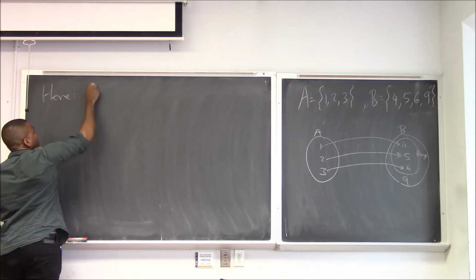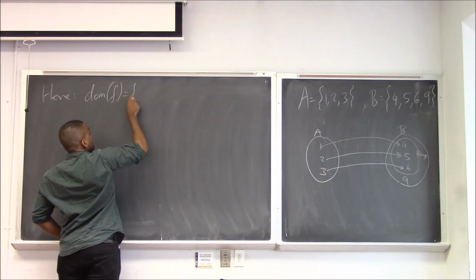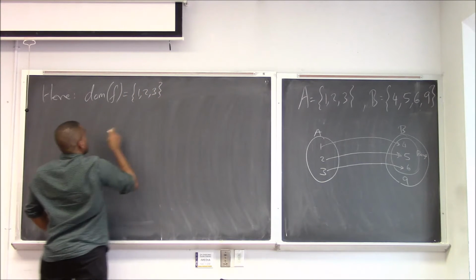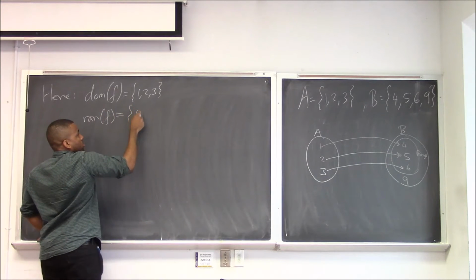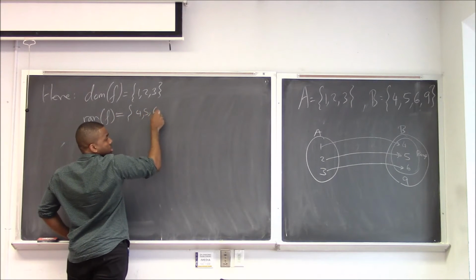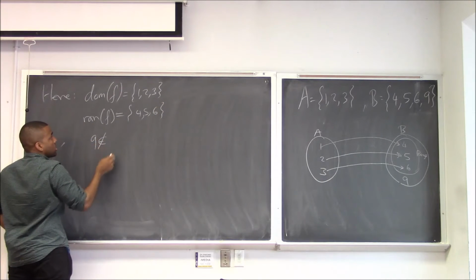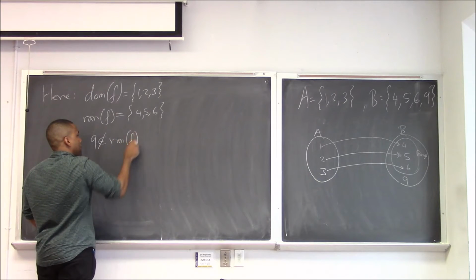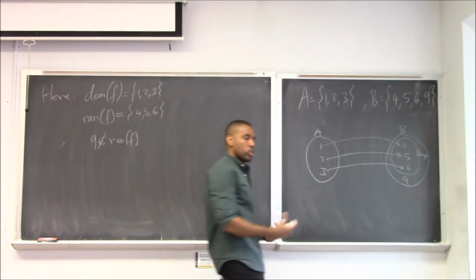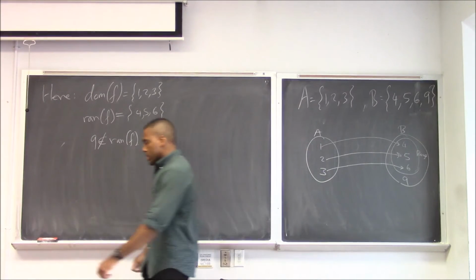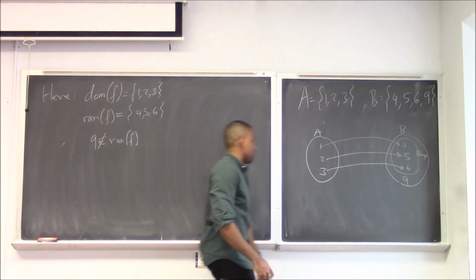Here, these are the symbols. The domain of F, I can say this is the set 1, 2, 3. The range of F is the set 4, 5, 6. And notice that 9 is not in the range of F. So a function is just a rule that makes assignments between two collections of objects in such a way that there's only one connection to each individual object.